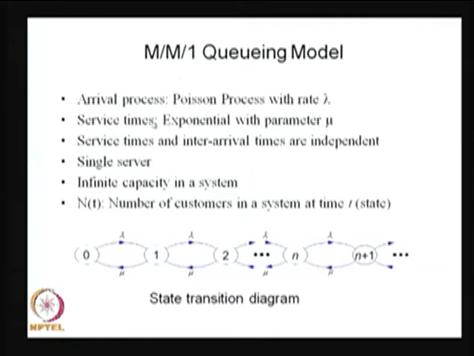Then the third information: only one server in the system. That is a queuing system with only one server, and the fourth information is missing. That means by default it is an infinite capacity model.